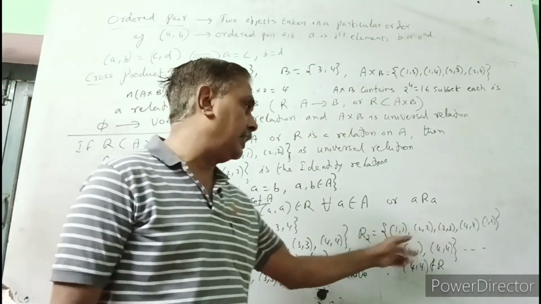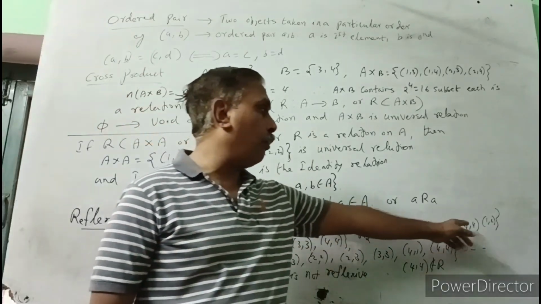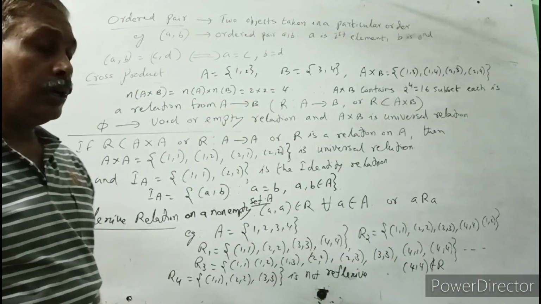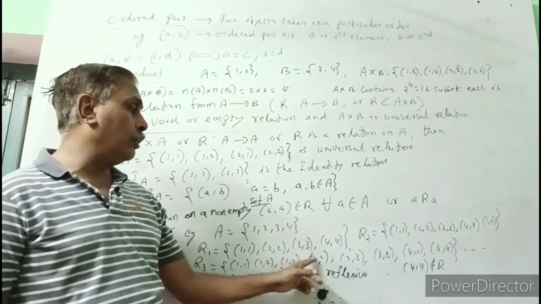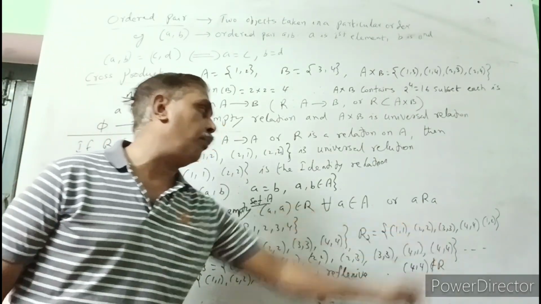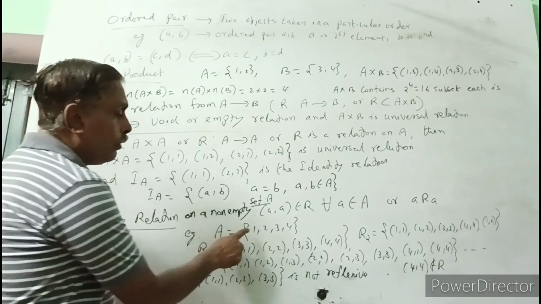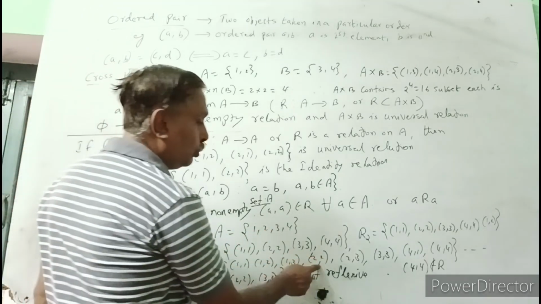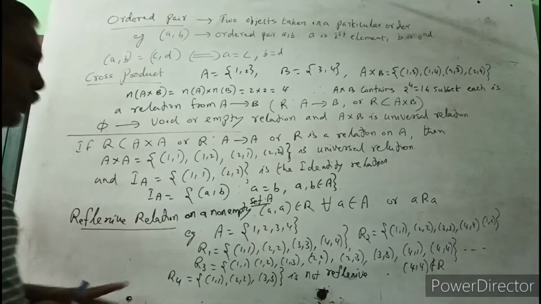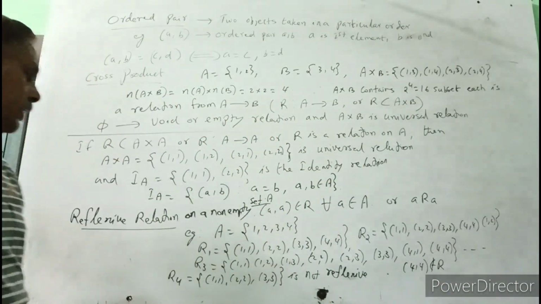That is why another relation is written: (1,1), (2,2), (3,3), (4,4), (1,2). That is also a reflexive relation. The third one is written: (1,1), (1,2), (1,3), (2,2), (2,3), (3,3), (4,1), (4,4). You need to see only whether (1,1), (2,2), (3,3), (4,4) are present or not. We are not bothering about the other elements; all the equal pairs must be present.